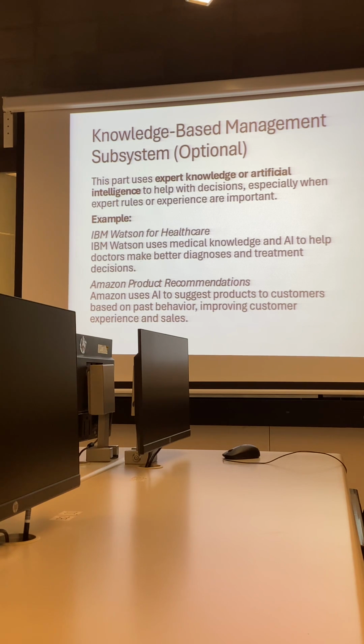Another characteristic of DSS is the knowledge-based management subsystem, which is optional. Okay? This part uses expert knowledge and artificial intelligence to help with decisions, especially when expert rules or experience are important. For example, IBM Watson for healthcare. IBM Watson uses medical knowledge and AI to help doctors make better diagnosis and treatment decisions.